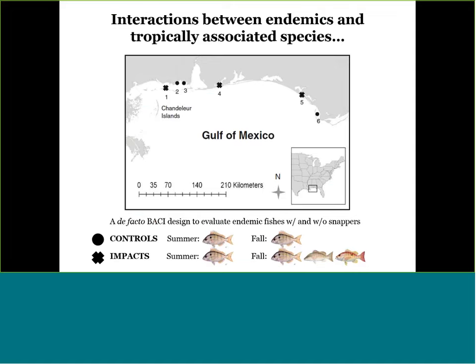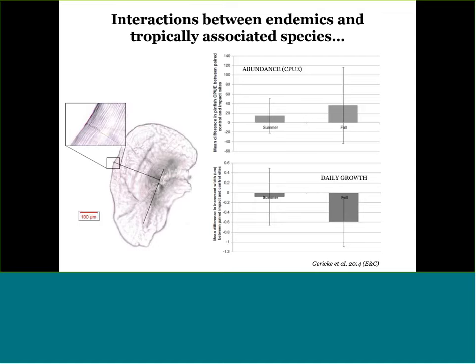And so we sampled sites where in the summer, at all the sites, we have just pinfish. Pinfish get there early in the year. They're everywhere. At some of the sites in the fall, we still only see pinfish. But at other sites, and these would be the impacted sites, we actually see the arrival of snapper. And the question is, does the arrival of those snappers impact pinfish in a way that you don't see at the control sites, i.e. the sites that never see that arrival of snappers?